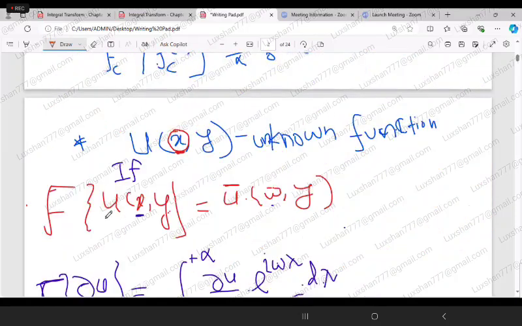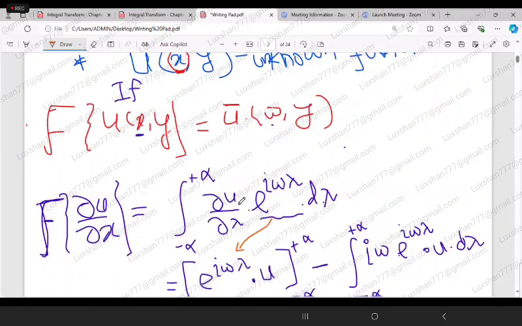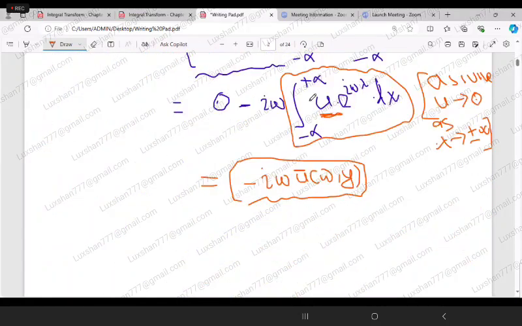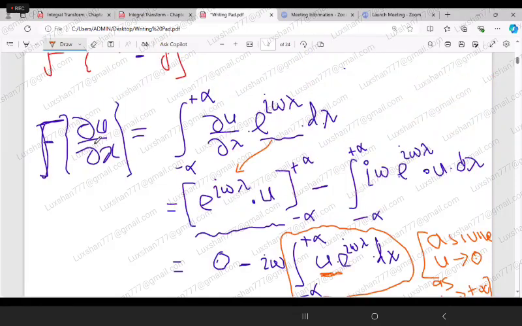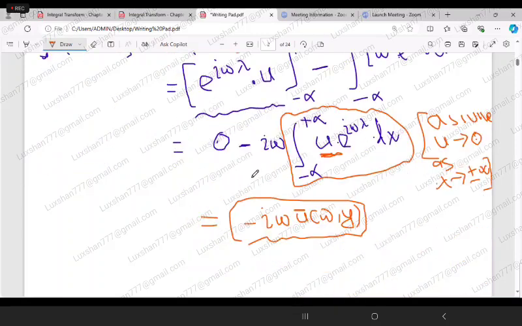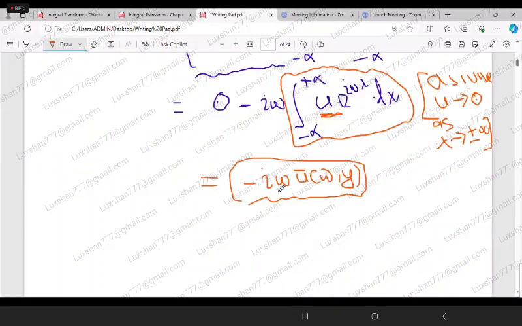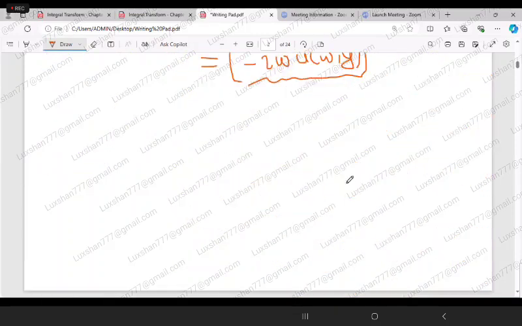From the definition of the Fourier transform, this is nothing but the Fourier transform of the function u. Therefore, the Fourier transform of the first derivative with respect to x can be written as minus iω ū(ω, y).